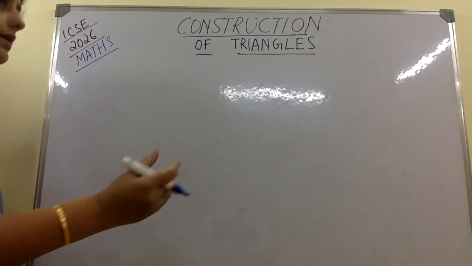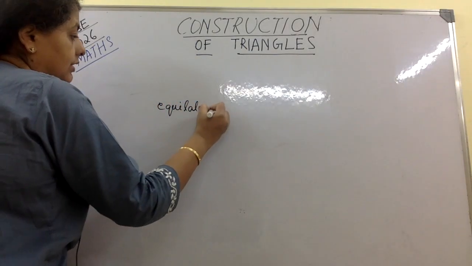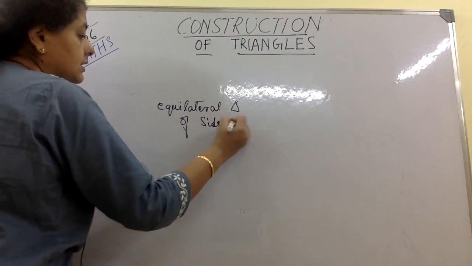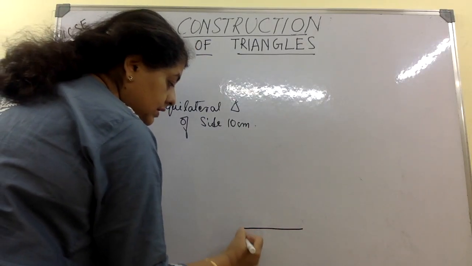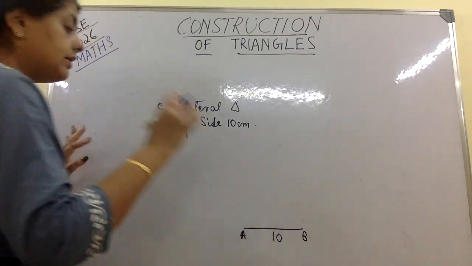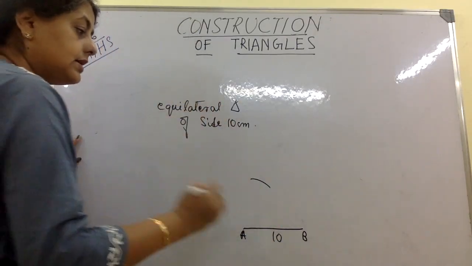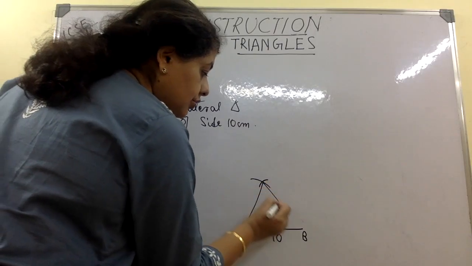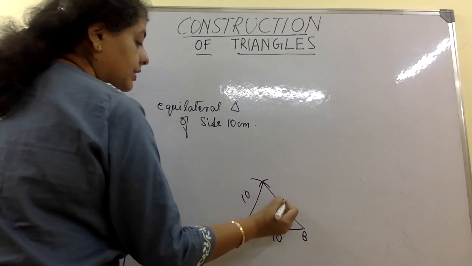If they say an equilateral triangle, this is very common. Equilateral triangle of side, let's say 10 centimeter. Very simple question. For the equilateral triangle, we'll make a base 10. So 10 centimeter long line AB, we'll take a radius of 10 centimeter from here and we'll make an arc here. Same radius 10 centimeter will make another arc here. This point will be joined. If we join this, all the sides become 10.